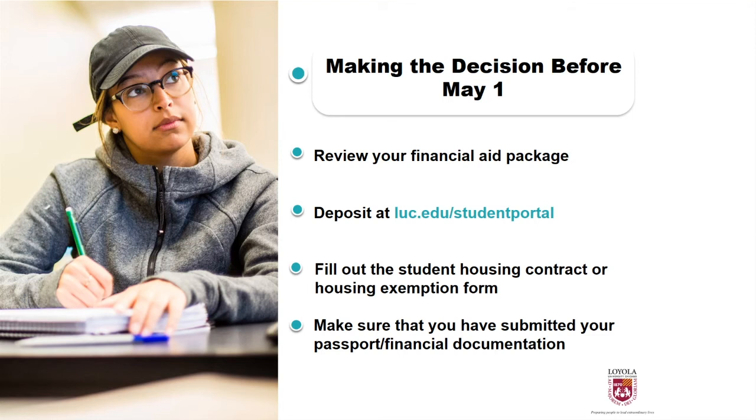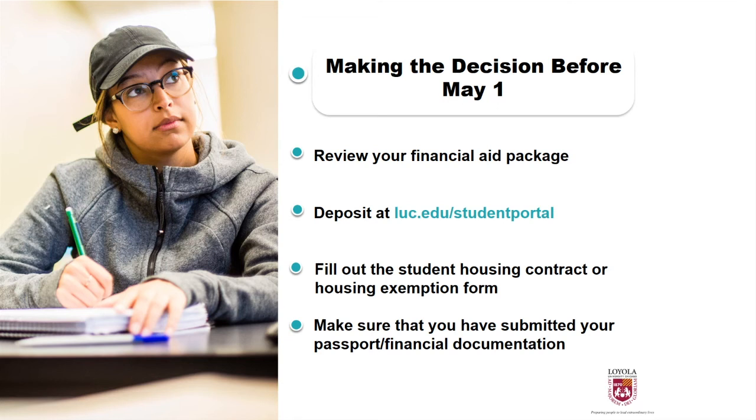You will also need to fill out the student housing contract to submit your housing preferences. The housing contract will become available about 24 hours after you submit your enrollment deposit. Housing is not on a first-come, first-served basis at Loyola and is assigned using a lottery system. If you live within the Chicago area with a parent or legal guardian and plan to commute, you will need to fill out the housing exemption form with our Residence Life office.